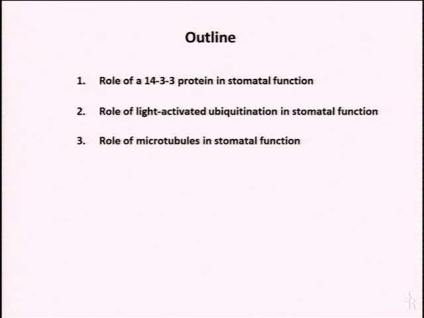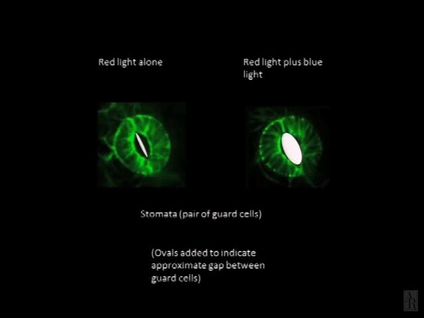Now, just a retrospective, with red light alone, that guard cell pair is closed. You can't see the gap. I had to fake it because only the fluorescence of the tubulin is what you see there. It's GFP tubulin. And when they're open, you can see the changes that occur. And it's obvious that there are things happening.